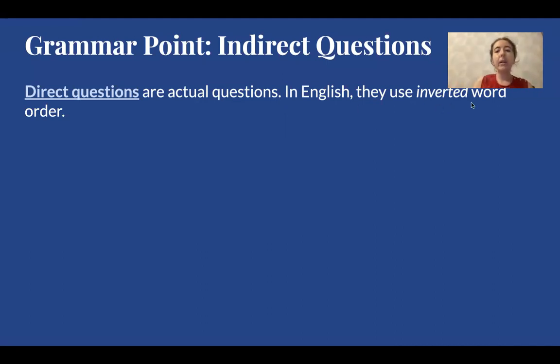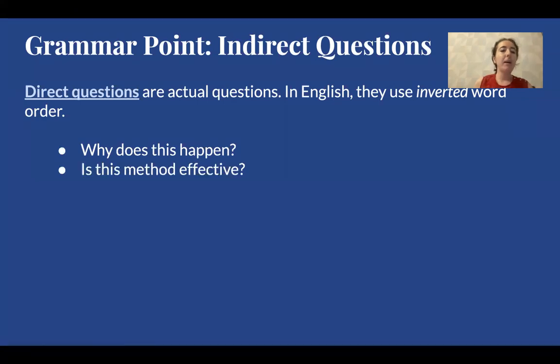In English, they use a special word order. They use inverted word order, right? The verb comes before the subject, right? So when I say, my name is Erica, the subject, my name, comes before the verb is. Russian speakers, please remember that to be is a verb. Whereas in the question, what is your name, is comes before your name, right? So this is an inverted word order, a special word order.